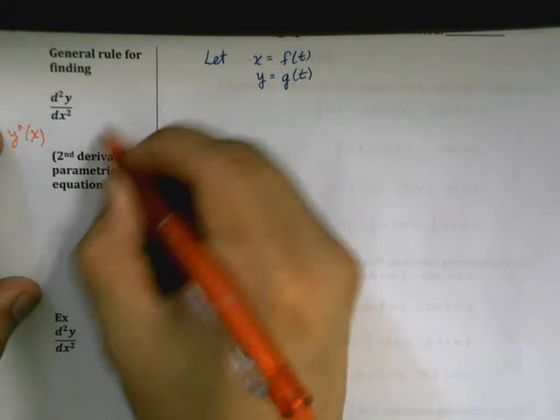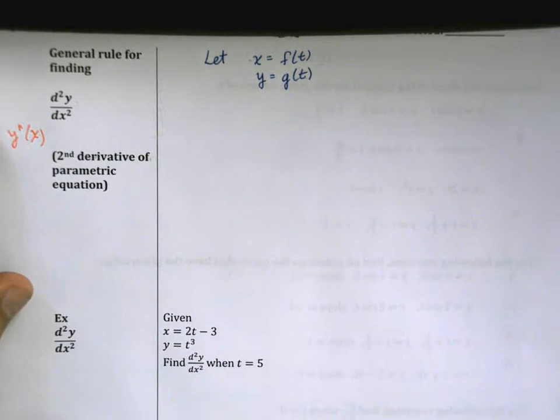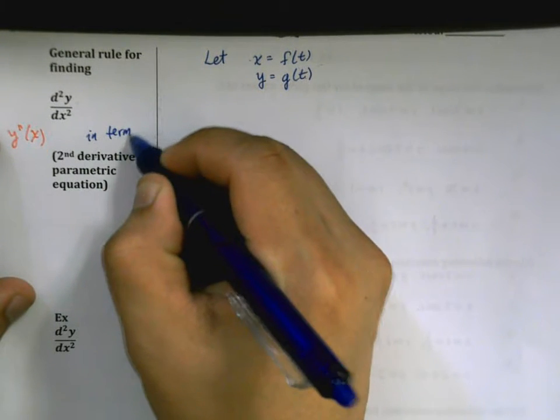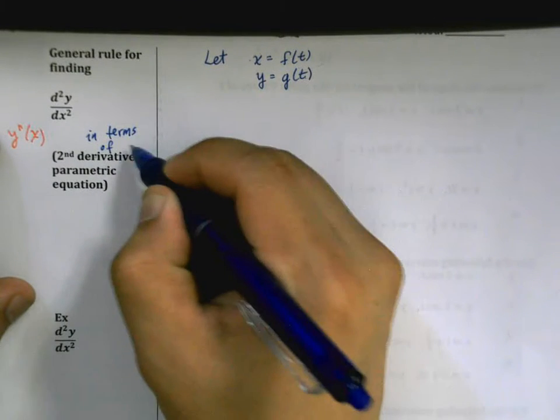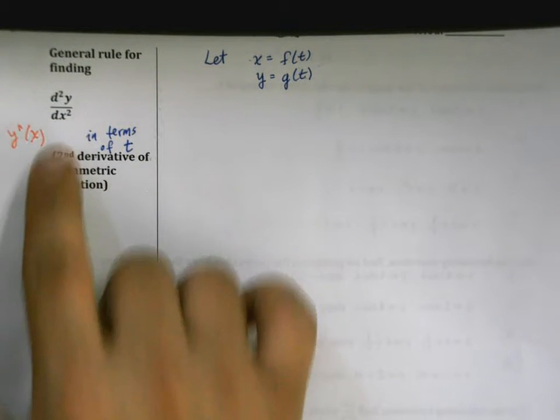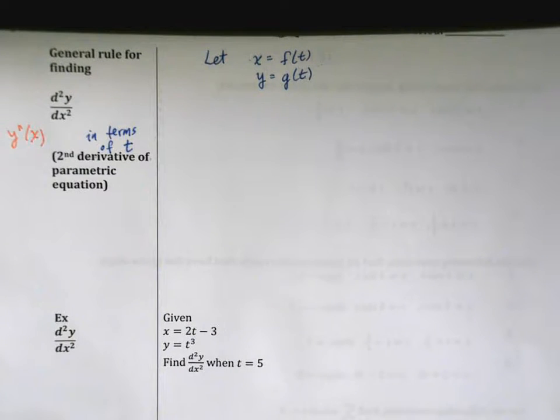Now, the key thing here is that we want everything in terms of t, instead of x and y. So we want to find the second derivative, and the meaning here is whether the graph is concave up or concave down at some moment in time, which is what the parameter usually means. So let's start out with what we already know.